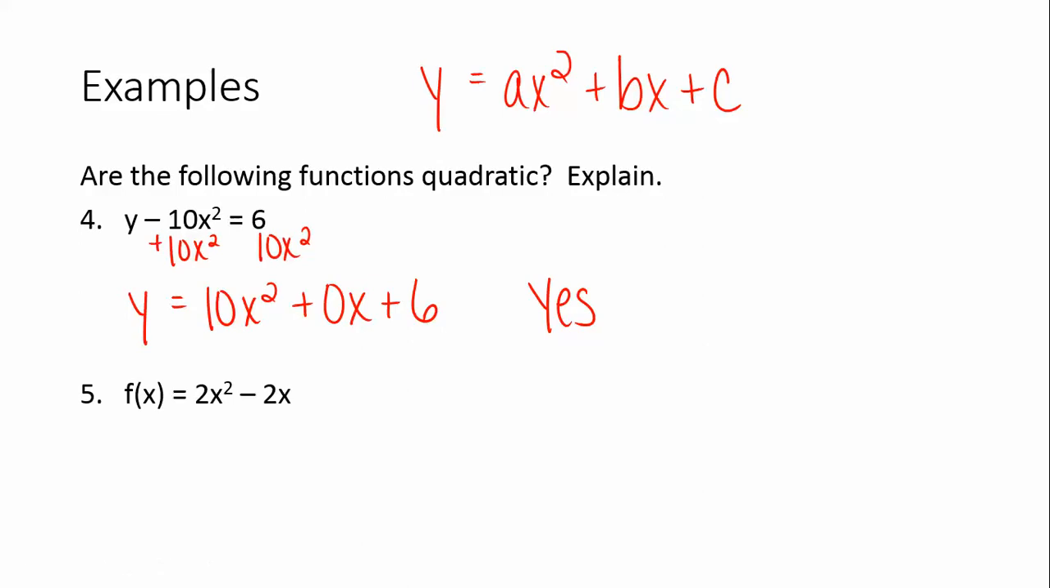On number 5, again, f of x equals 2x squared minus 2x. So here you may be noticing that there's no c term, but we could always write a plus 0 on the back, so our c would just be 0. So again, this is a quadratic function because it can be written in standard form.